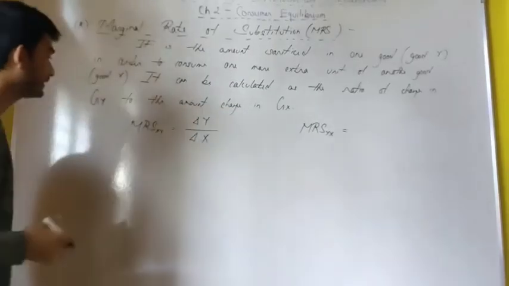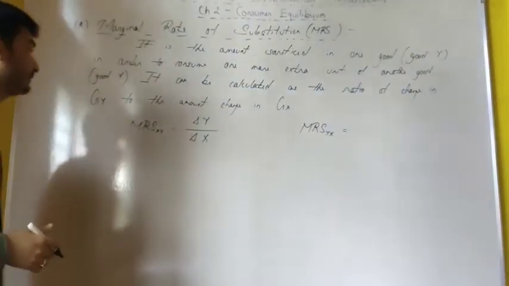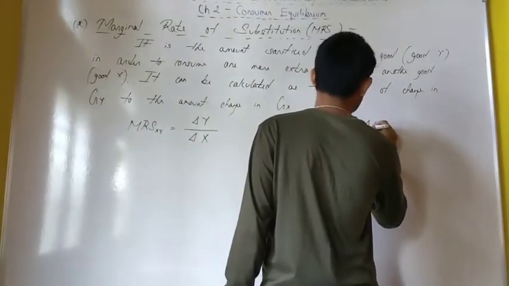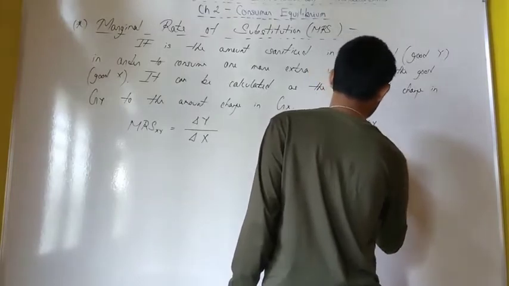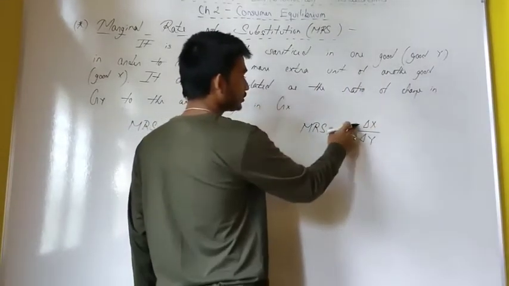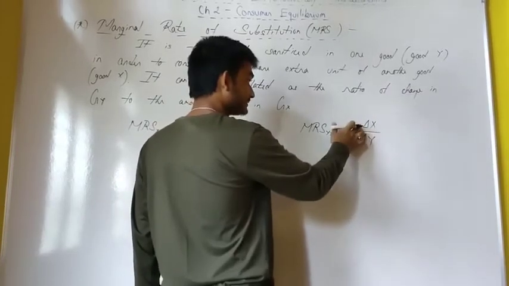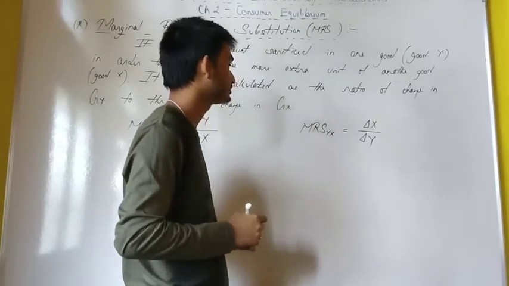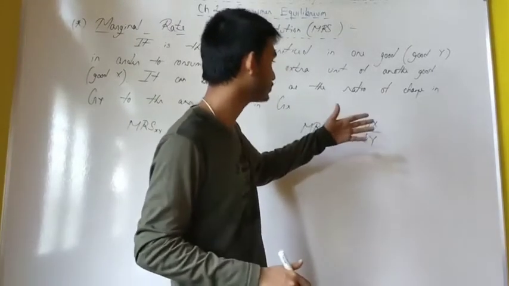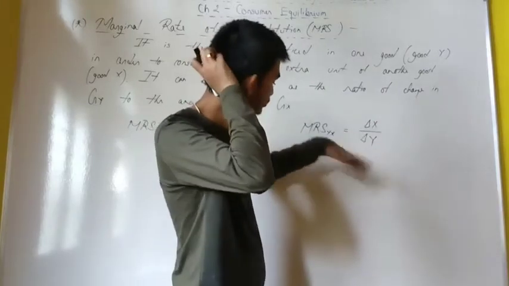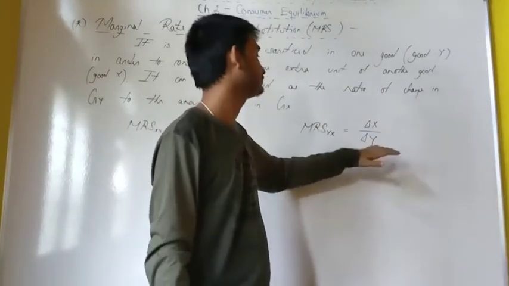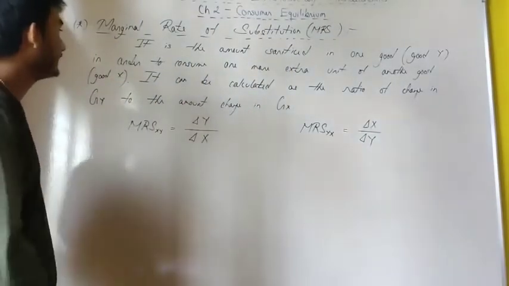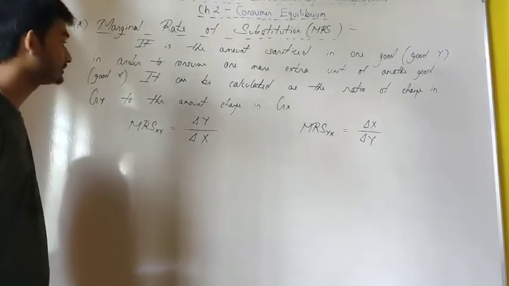So this is the mathematical way we can calculate MRS XY. And for MRS YX, I want to increase the consumption of Y, for which I will sacrifice the consumption of X. So it is the ratio of change in the amount sacrificed commodity, which is good X, to the amount of increase in consumption of the commodity, that is good Y. So this is the main idea behind the marginal rate of substitution.